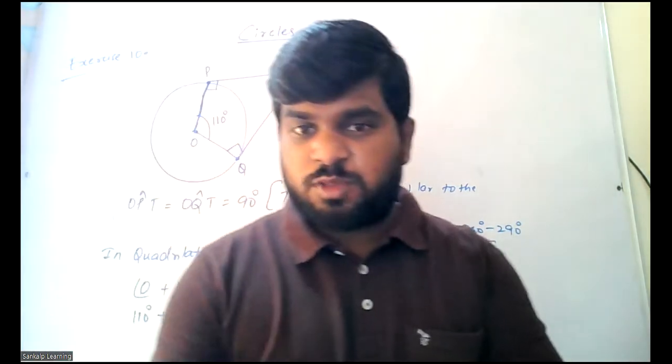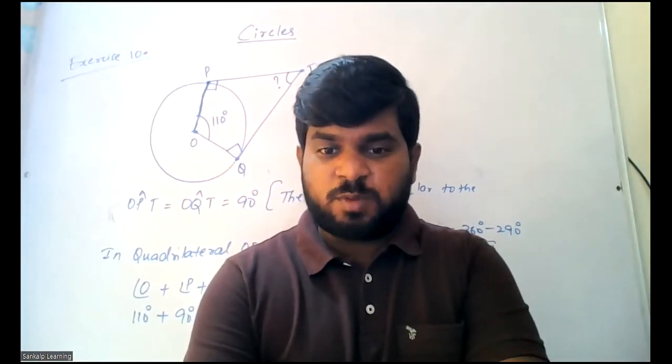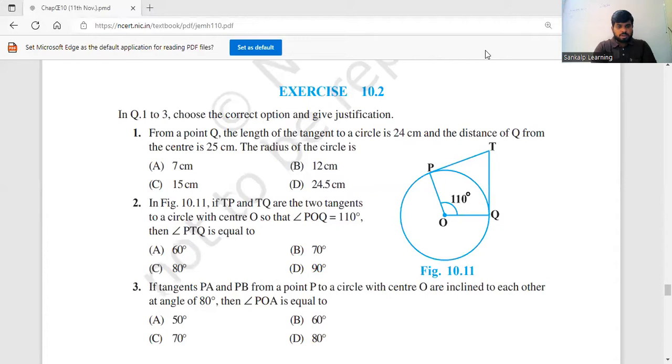Okay, let's get into the next question, the third one. Tangents PA and PB from a point P. There is a point P. From that, we have drawn two tangents, PA and PB, to a circle with center O, and they are inclined to each other, meaning the angle between PA and PB is 80 degrees. What is the angle POA? That is what we have to find.